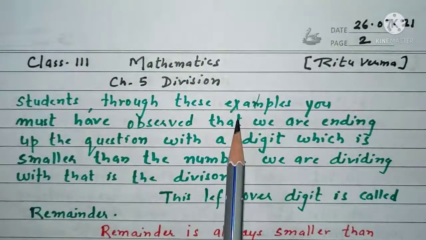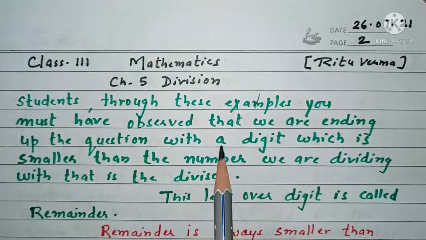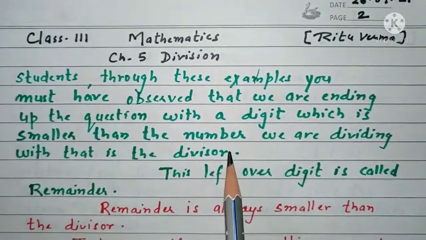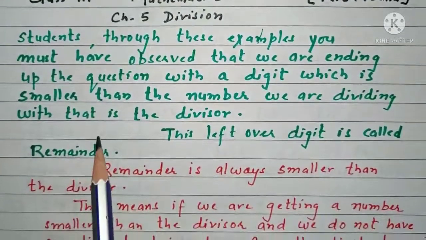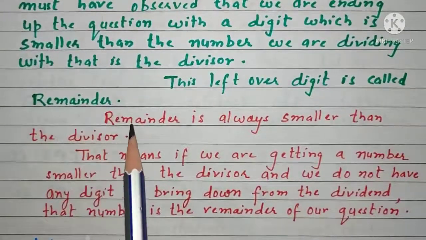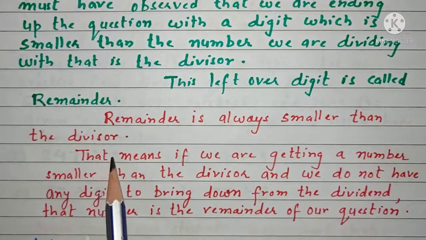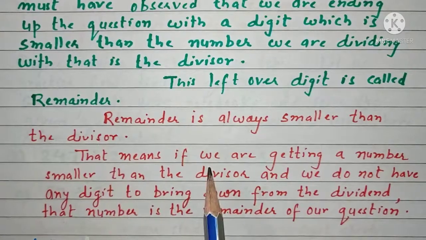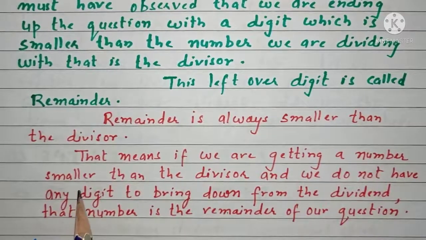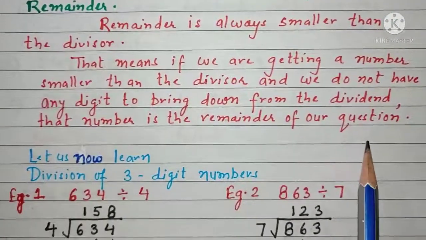Students, through these examples, you must have observed that we are ending up the question with a digit which is smaller than the number we are dividing with. That is the divisor. So this leftover digit is called remainder. Remainder is always smaller than the divisor. That means if we are getting a number smaller than the divisor and we do not have any digit to bring down from the dividend, that number is the remainder of our question.